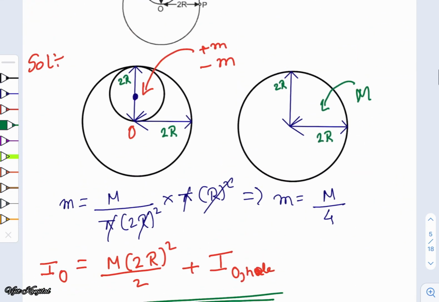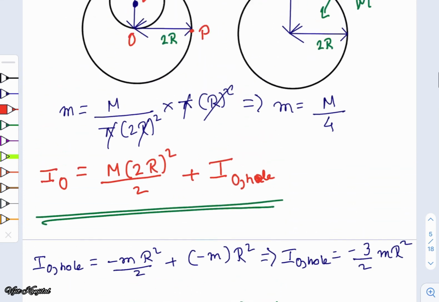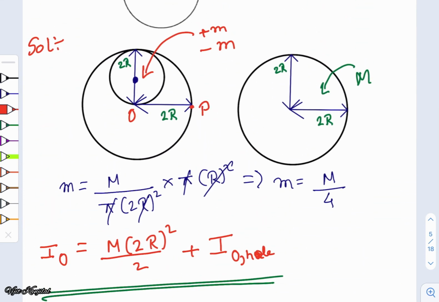Similarly, let's try to calculate the moment of inertia of this lamina with respect to an axis passing through point P and perpendicular to the plane of the screen. So first of all, let us calculate the moment of inertia due to positive masses with respect to point P. So we have to apply the parallel axis theorem in this case. First, we need to calculate the moment of inertia because of the positive masses with respect to an axis passing through point O, and we will apply the parallel axis theorem to calculate the moment of inertia with respect to the axis passing through point P.